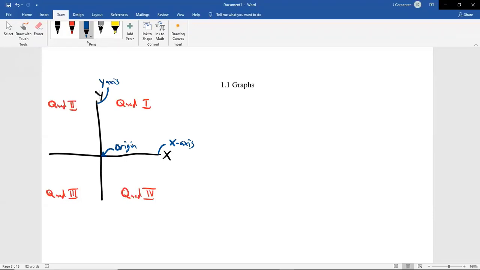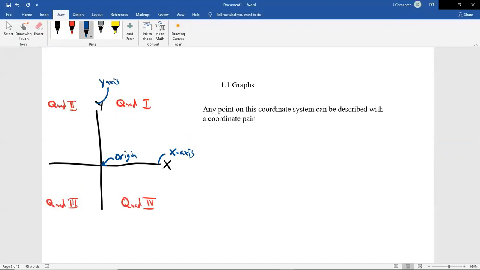What's the beauty of this? The beauty of this is that we can describe any and every single point in this two-dimensional plane, expanding forever to the right, forever up, forever down, forever left, with a pair of numbers. Any point on this coordinate system can be described with a coordinate pair. I'm going to underline that. Which looks like a pair of parentheses with a comma between them and two numbers.